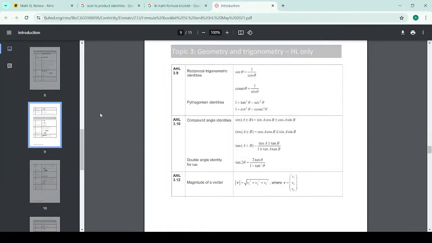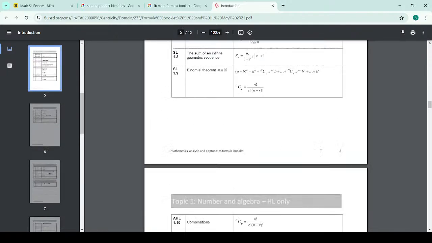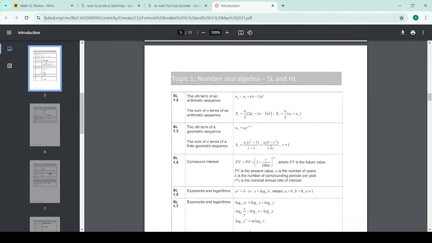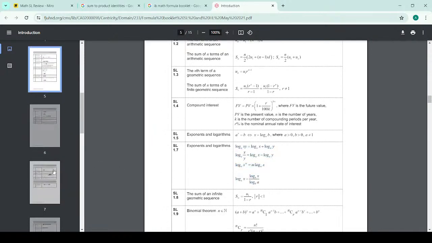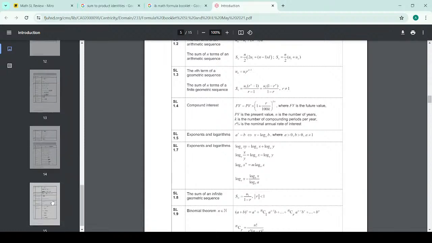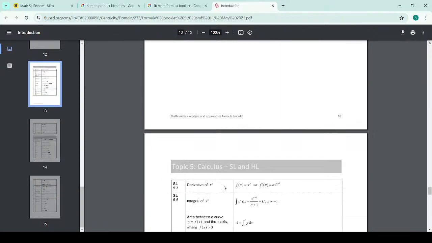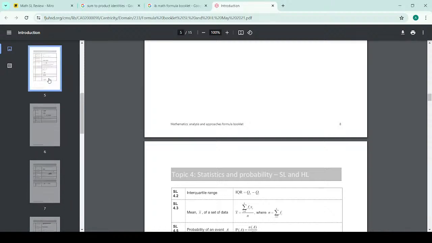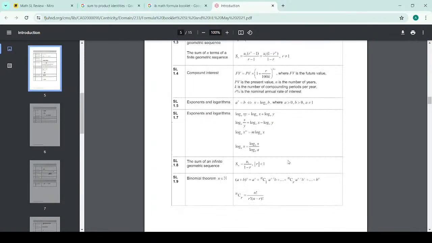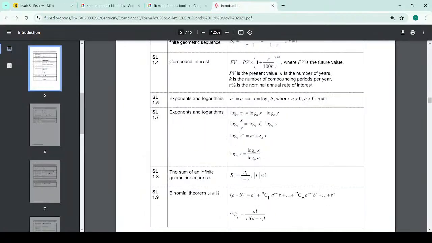Let's see what you have to know for logs. Is that all it is over here? Okay, I guess that is all it is. That's not a lot, honestly. Okay, well, I can explain these identities in a bit more detail.